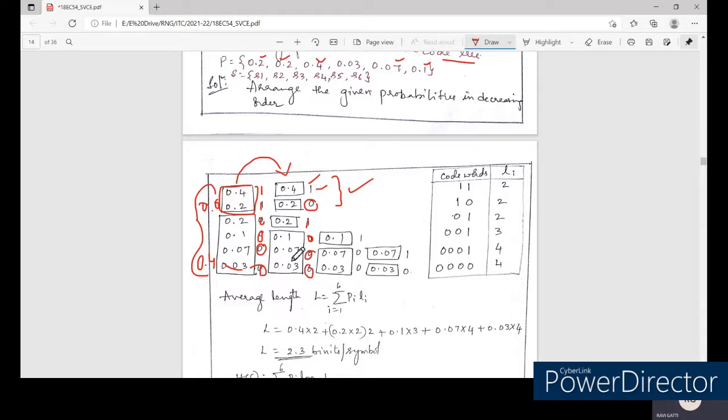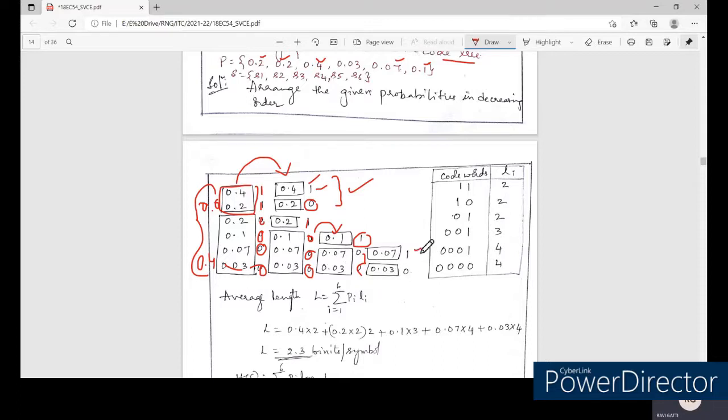Okay, so now what I will be doing is again this division is possible. So I will divide this into the first group 0.01 and the remaining 0.07, 0.03. For the first division I have assigned the value 1, and for the lower divisions I will be assigning the value 0. Again I will be considering these two blocks and dividing 0.07 and 0.03.